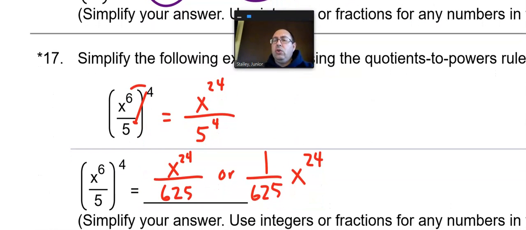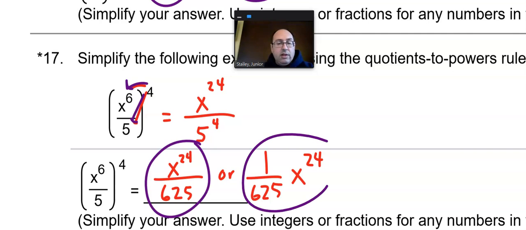Similar situation here, just more practice. You got 4 times 6, 4 times 1. So that's x to the 24th on the top, 5 to the 4th on the bottom, which is 625. I mean, you can write it like this, or you can write it like this. It doesn't matter, as long as you understand that division is the same as multiplying by the reciprocal, and the reciprocal of 625 would be 1 over 625.